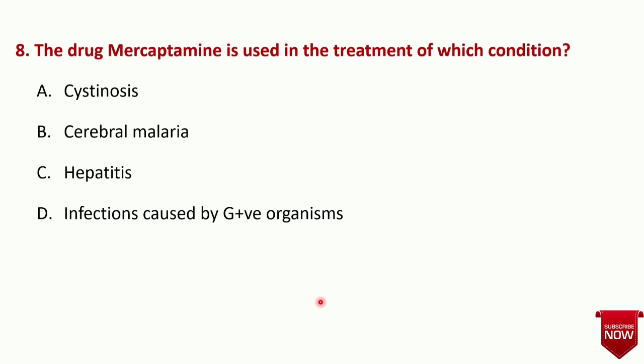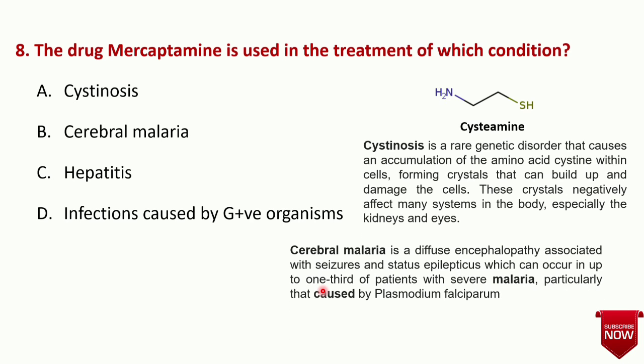And question 8, the drug mercaptamine is used in the treatment of which condition? The given options are cystinosis, cerebral malaria, hepatitis, and infections caused by gram-positive organisms. So we can see this is cystamine, that is nothing but another name for mercaptamine. This is the structure of mercaptamine.